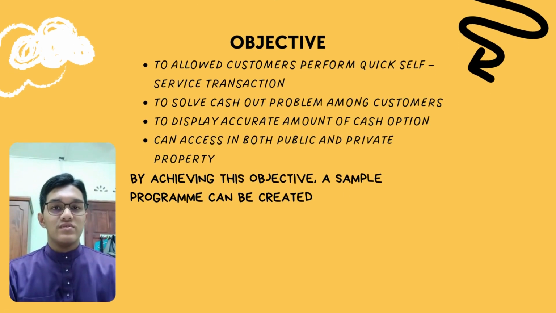The objective of the simple automated teller machine is, first, to allow customers to perform quick self-service transactions. Second, to solve the cash out problem among customers. Third, to display an accurate amount of cash option. And lastly, it can be accessed in both public and private property. By achieving this objective, a sample program can be created.